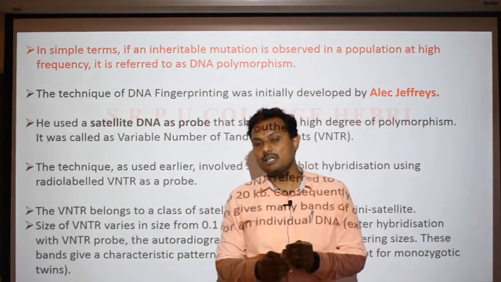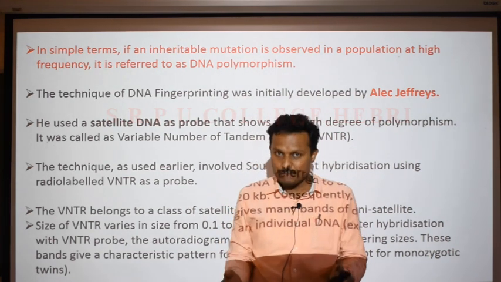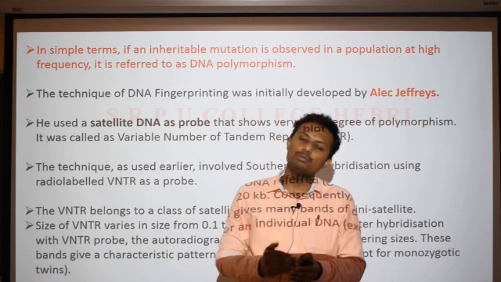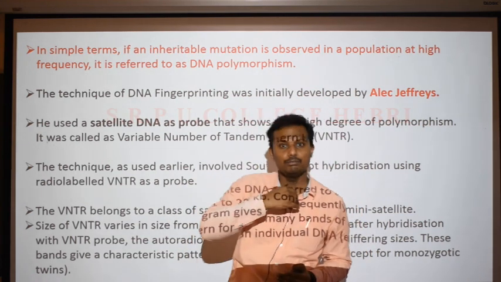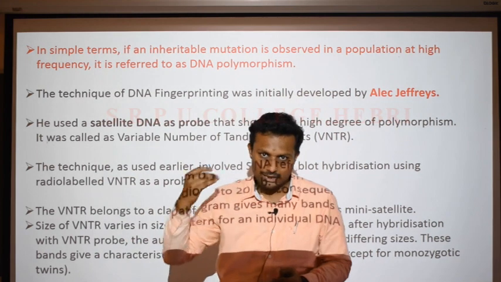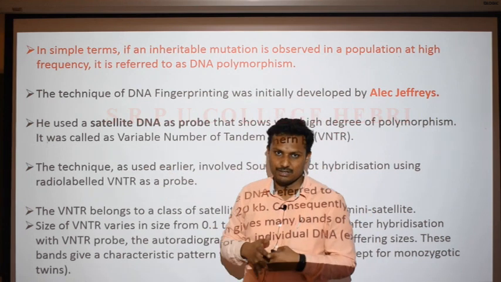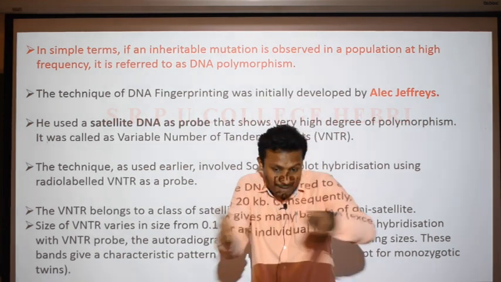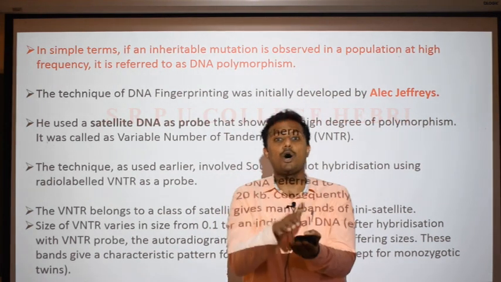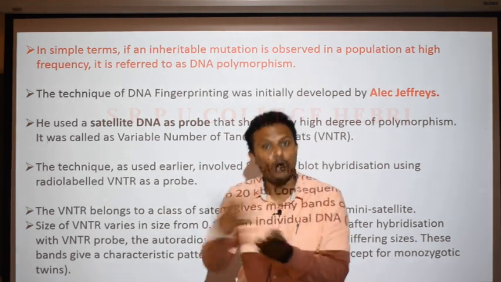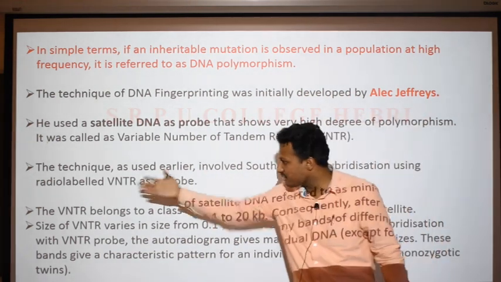Those pieces of DNA which have a bulky or heavier mass cannot move forward. The ones with light mass will move faster than the others, right? And it makes a pattern. I'm going to show you that in the next picture. When it makes a pattern, we blot it on a nylon sheet or nitrocellulose sheet. This blotting technique is what is called the Southern blotting technique, making use of the VNTR as the probe.